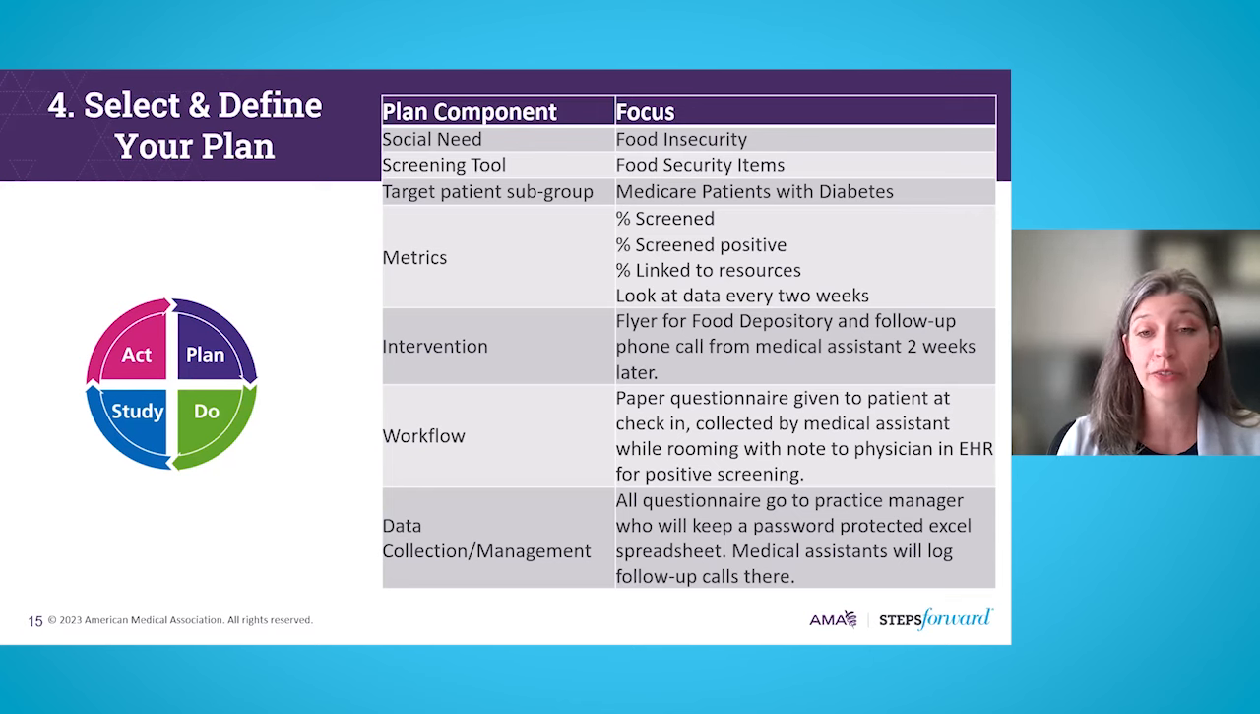Next, design a workflow that's feasible and easy. Think low-hanging fruit, simply building on existing workflows. Although Epic and other EHRs have existing tools for social determinants of health screening, and large health systems like Rush build their own, you don't necessarily have to get that resource intensive right off the bat. You can simply start with a paper questionnaire.